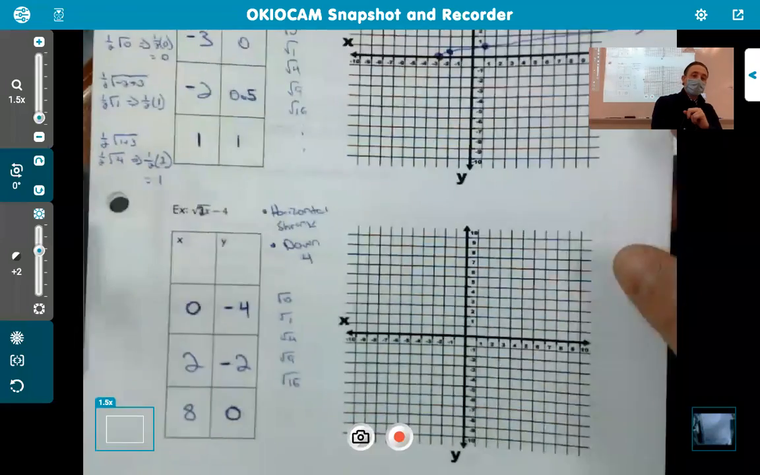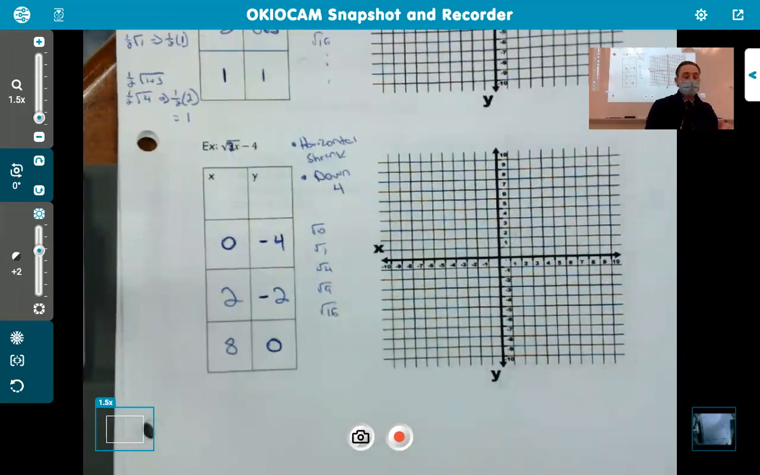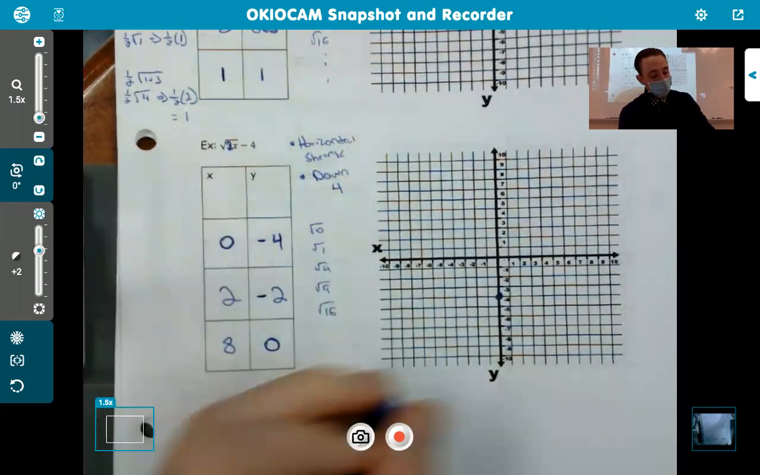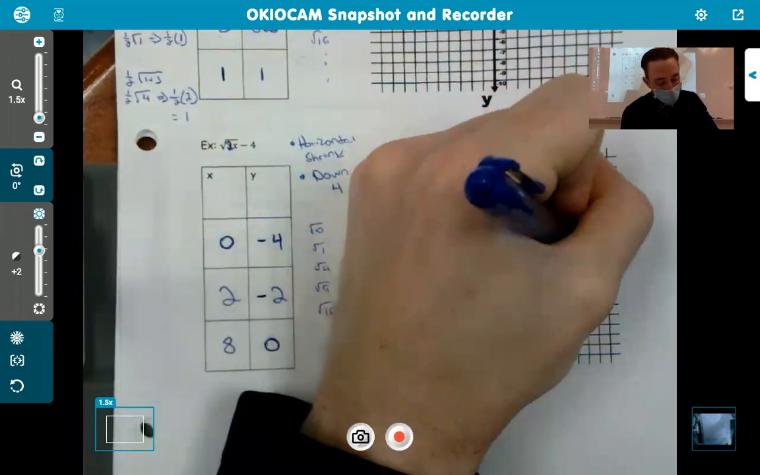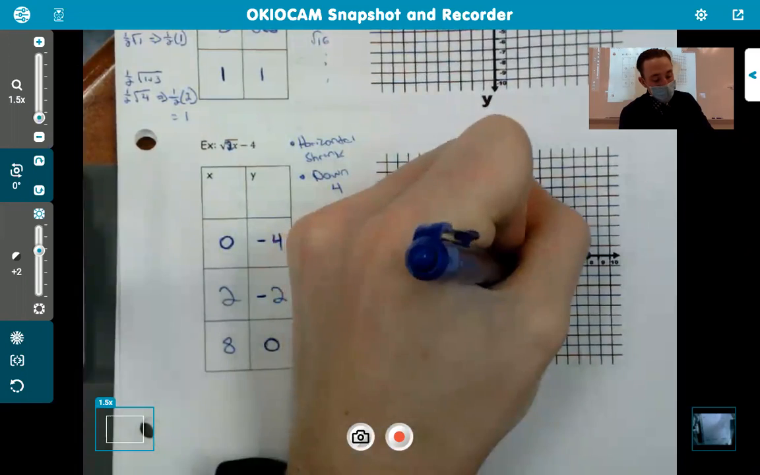Okay. Any questions about how we found those values? Just plugging in those X's and then kind of simplifying. Remember, you take care of what's underneath your square root first, and then work with anything that's on the outside. So I'm at the point 0, -4, 2, -2, 8, 0. I'm going to plot all of those points and draw my line.